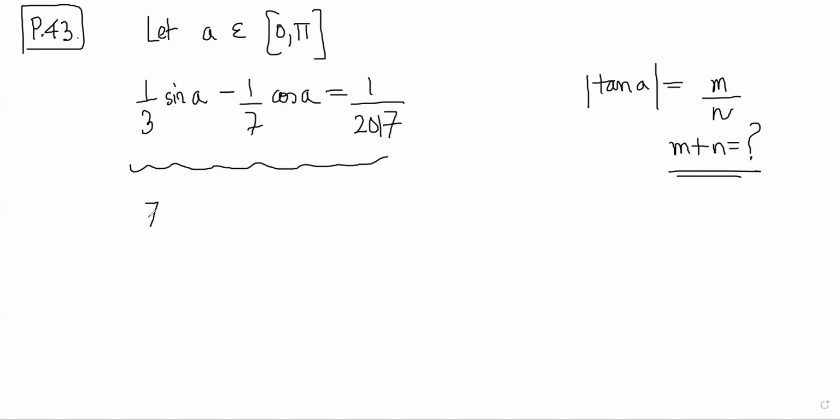A little bit of simplification, if you do, you get 7 sin A minus 3 cos A is equal to 21 by 2017. Now, how to find tan A from this type of an equation?